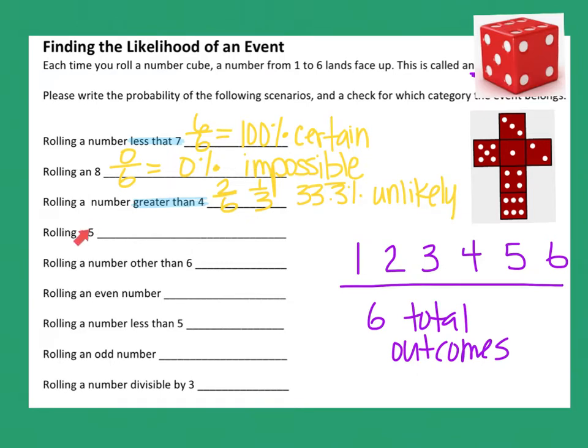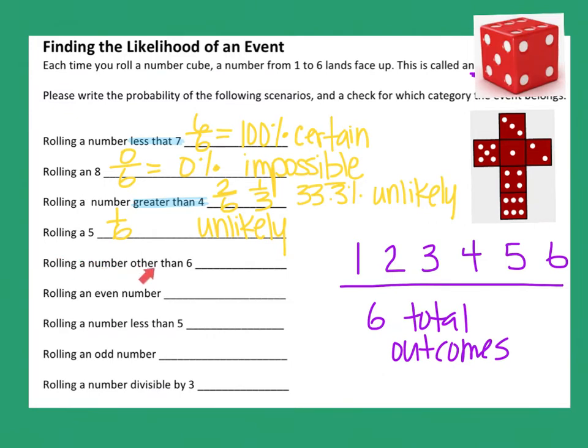Okay, then it says I want to roll a 5. When I look at this list, I only see one number 5. So I only have one chance out of all 6 of them to get a number 5. So my fraction would be 1/6. That's not a very common percent, so I'm going to just leave that one off for right now. And then again, it's less than 50%, so it would be unlikely.